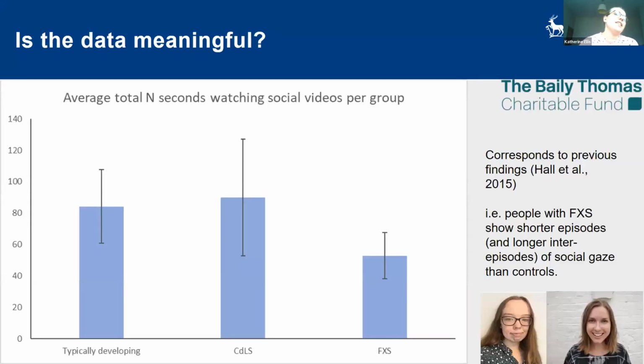And then, of course, we want to find out, is the data meaningful? Is it valid? And we don't have the sample size yet to say for certain whether the paradigms that we are using are working online, but we know that they are working in adult populations. And in terms of a simple social video viewing paradigm, we're seeing patterns of behaviour which are similar to previous findings, particularly in the Fragile X group. So they are watching the social scenes, they're just doing so in terms of shorter episodes. And this is perhaps what we would expect in this group.